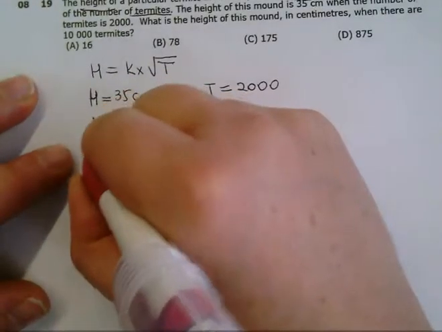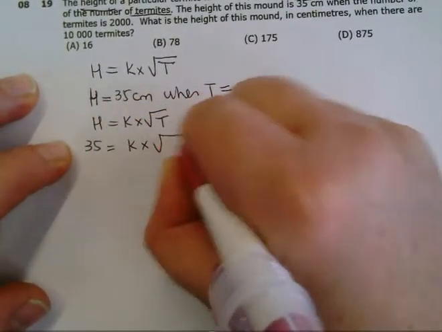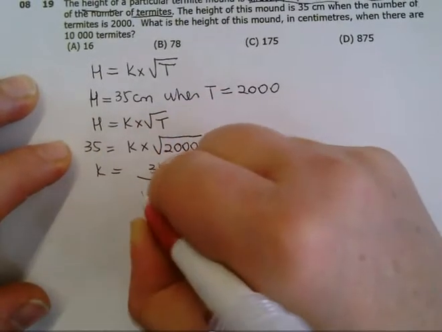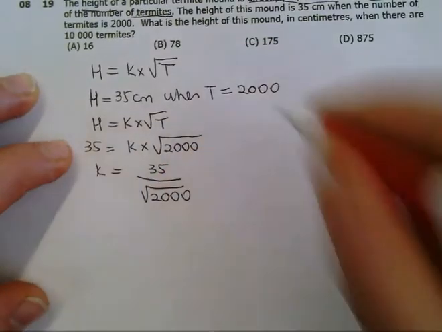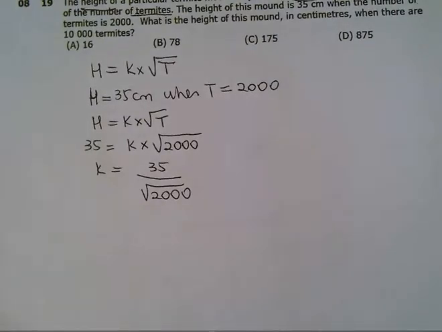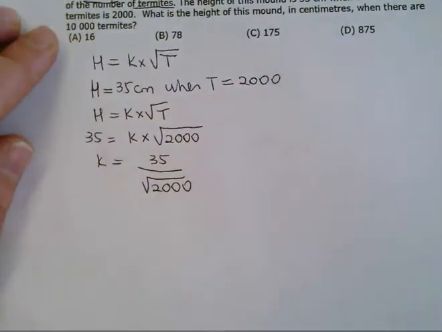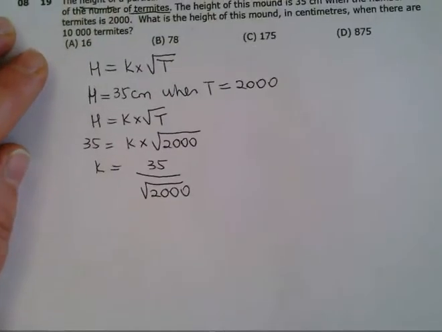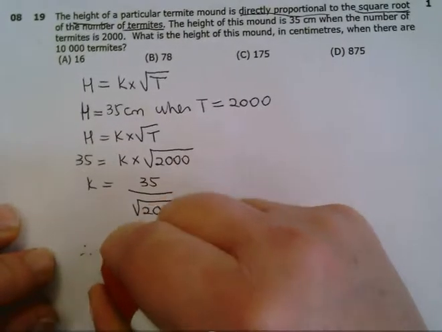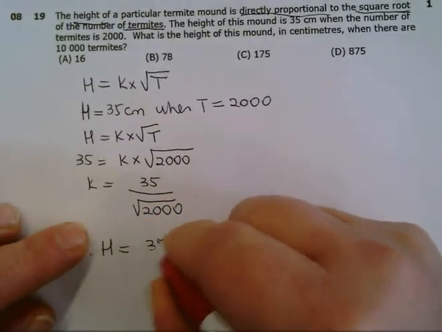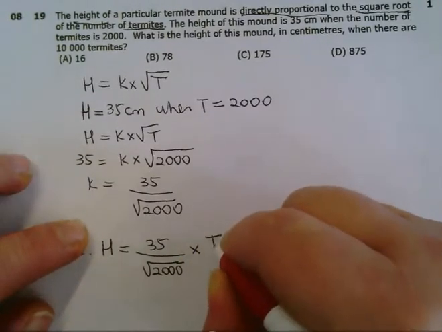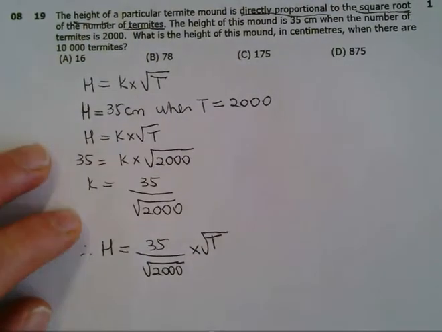I put those numbers in. 35 equals K times the square root of 2,000. So K equals 35 over the square root of 2,000. I would probably keep it like that because it's just a multiple choice question. They're only going to ask us one more little thing, and hopefully it's not going to be backwards. So I'm going to leave it like that. So therefore my equation is H equals 35 over the square root of 2,000 times T, times the square root of T. That's my formula.